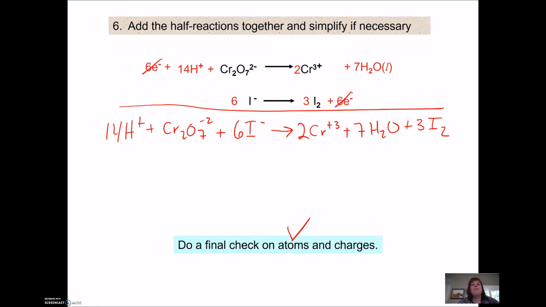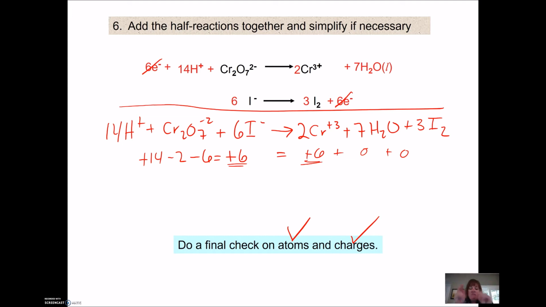Atoms, check. Now we're going to check the charges and make sure the total charge on both sides are the same. So on this side, I have plus 14, right? 14 plus 1s. I have 1 minus 2, and I have 6 minus 1s, so that's minus 6 total. So that'd be 14, that'd be 12, so that's going to be plus 6 on the left side. That needs to be equal to the total charge on the right side. 3 times plus 2, that's plus 6, right? 2 times 3 is 6. These guys have no charge, so each of those are 0. All right, plus 6, charges are balanced. Boom, we are good.